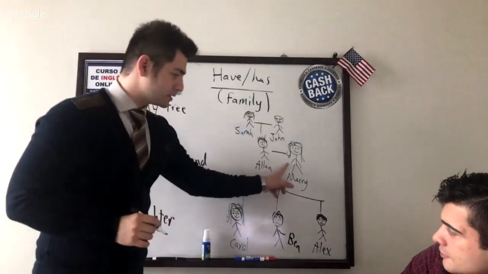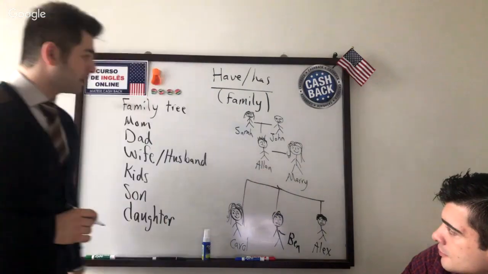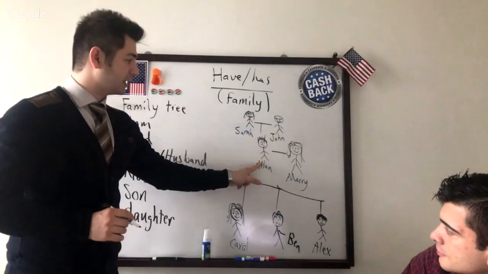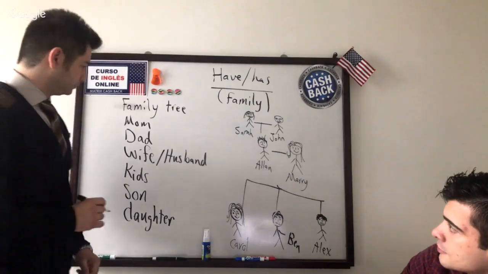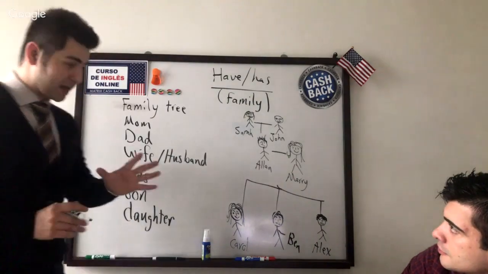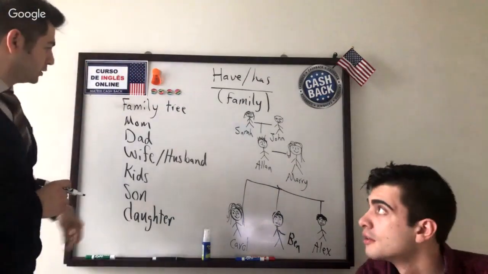I am Mary's husband. Mary is my wife. My dad, John, and Sarah is my mom. Now, I'm going to give you some more vocabulary. This is the vocabulary part of the lesson. So I'm giving you some vocabulary.